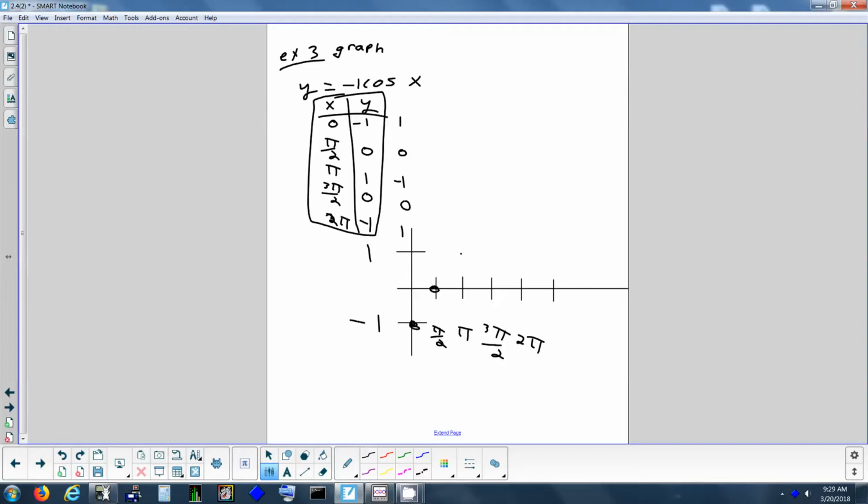-1, 0, 1, 0, -1. So that's part of the wave. It's just the upward part. So try to make it look curved if you can. And it would continue on. You don't have to draw it continuing onward.